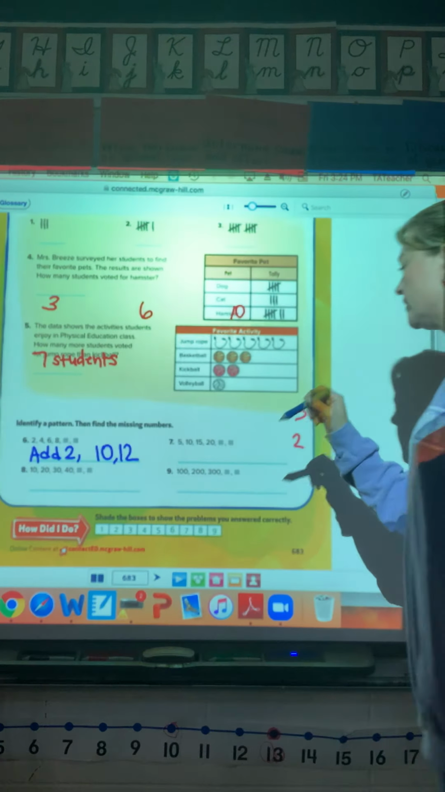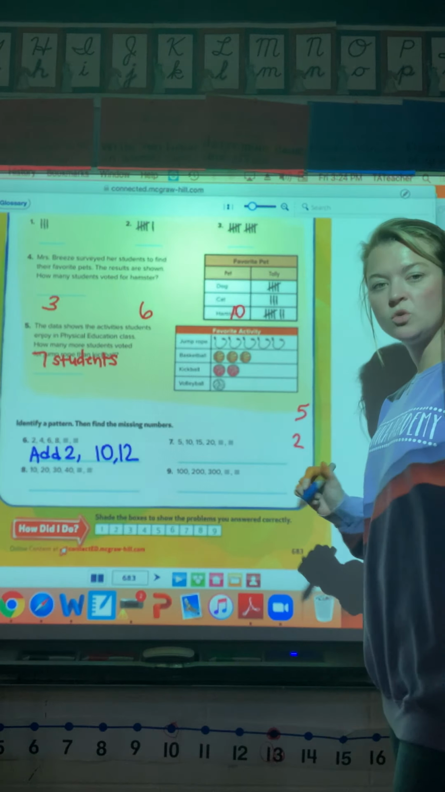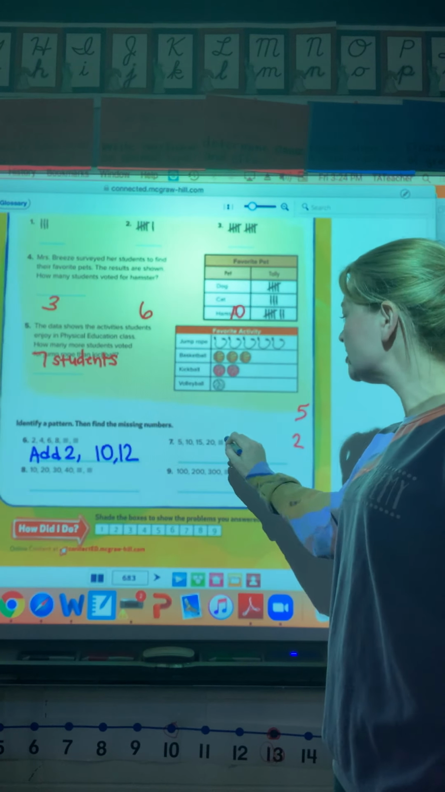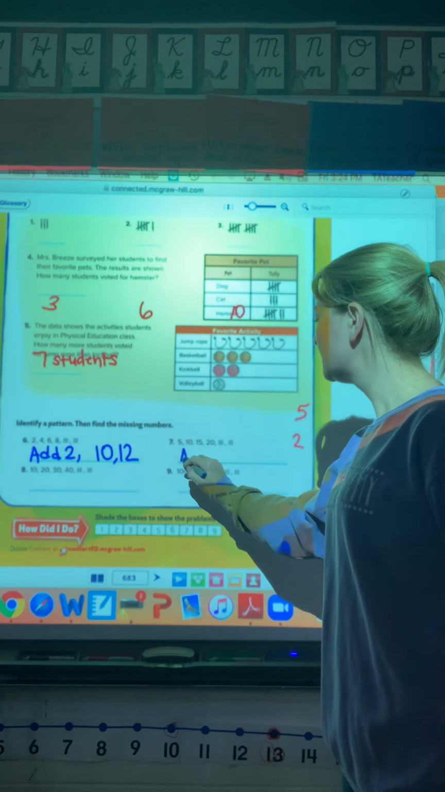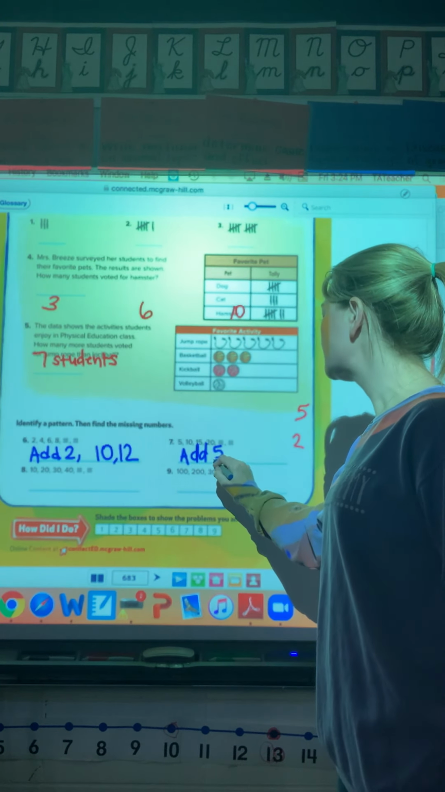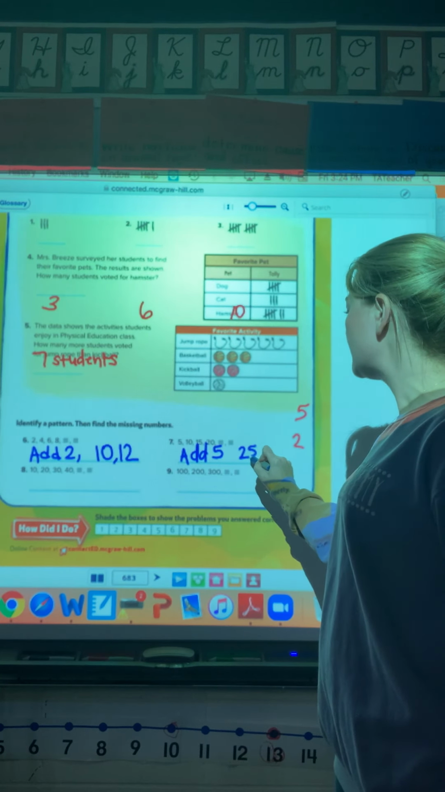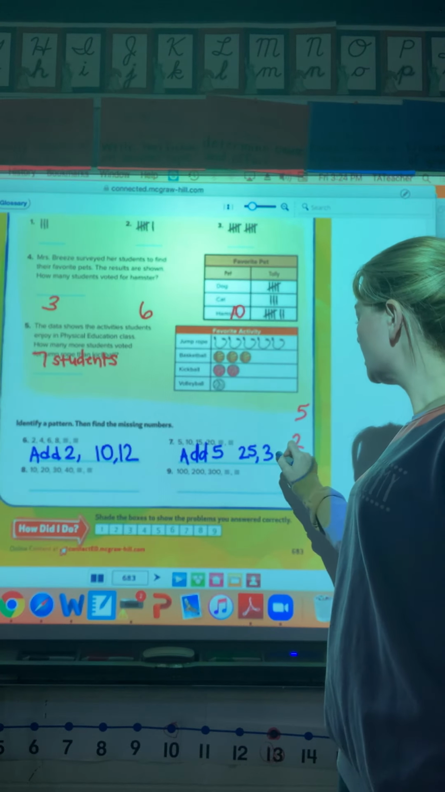All right, let's look at number 7. 5, 10, 15, 20. If you said 25, how did you get 25? You add 5. Our pattern is to add 5. So if we add 5 to 20, we get 25. And if we add 5 again, we get 30.